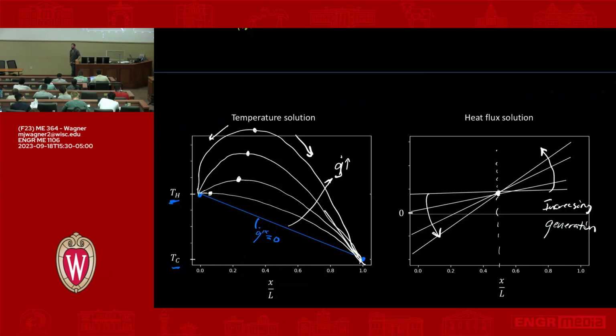If G dot triple prime is negative, yes, there definitely can be. You'd have to think of a process where there's negative generation, like freezing of ice. You're taking heat out, and there's a conversion of chemical energy into freezing. I'm not saying that very well, but yes, there are processes where it goes backwards.